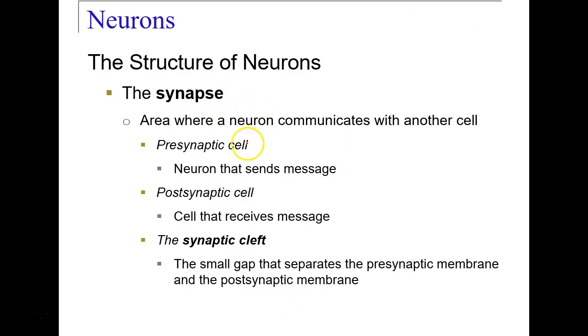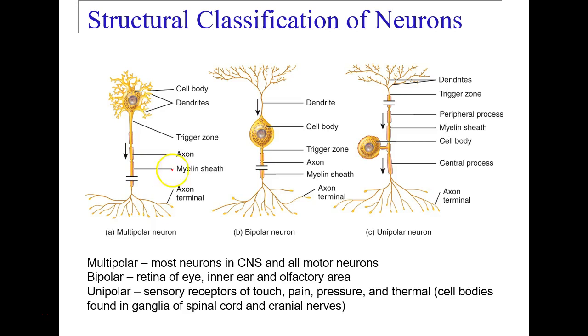Okay, so this is another look at the synapse. The presynaptic cell will be the neuron sending the message. Postsynaptic will be receiving the message. The synaptic cleft will be the gap between these two connections. Structurally classified neurons, the majority of what we see are multipolar.